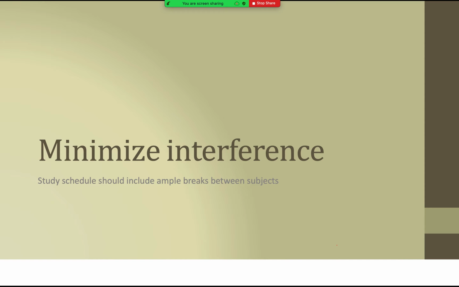And the other thing is minimize the interference. There should be a good amount of breaks, but you should not keep on taking those breaks for a longer time. Let them be there, but take those breaks for a shorter duration, and get back to your work as well.